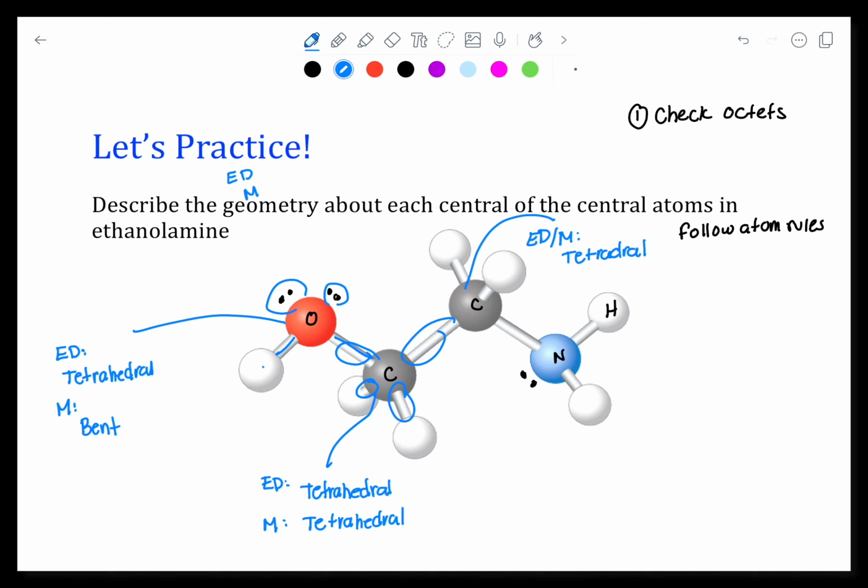And finally, for the nitrogen, for electron domains, it has 1, 2, 3, 4. 4 electron domains. Again, tetrahedral. But since there's a lone pair on there, our molecular geometry is going to be different. So 3 bonds, 1 lone pair is trigonal pyramidal.